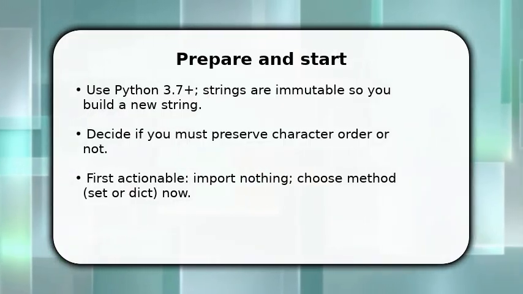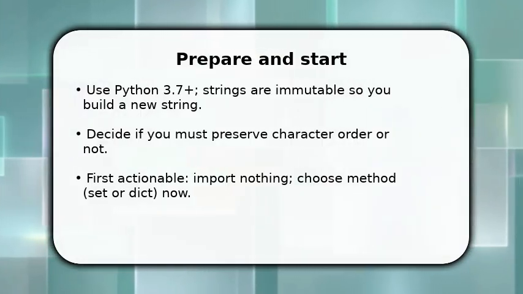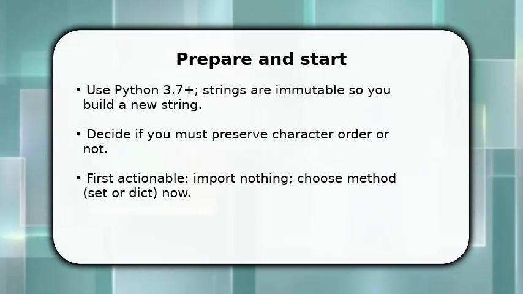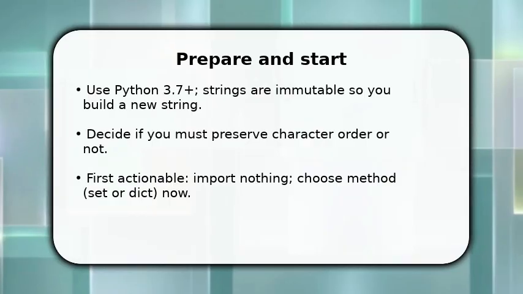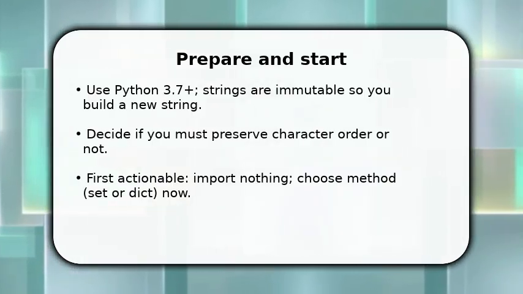If order matters, prepare to build a new sequence while tracking seen characters. Make sure to plan for Unicode and whitespace significance. Now choose set-based for speed or an order-preserving approach using seen tracking. Implement the chosen approach next.